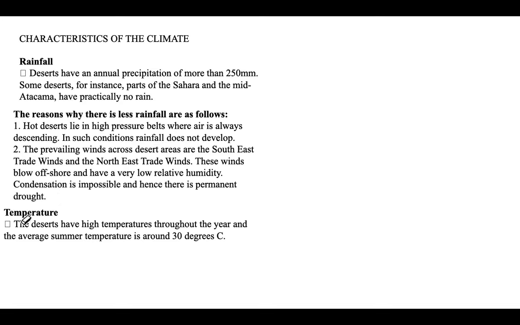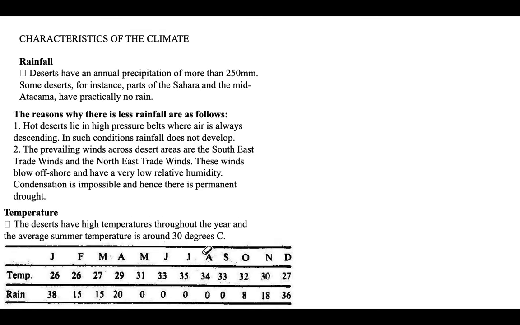And then also we have temperature. Temperature in the deserts is high throughout the year, and the average summer temperature is around 30 degrees Celsius. So temperature ranges from 30 degrees Celsius. So that's the temperature range. I'll try to show the temperature range from here. So in here, this is what we have.